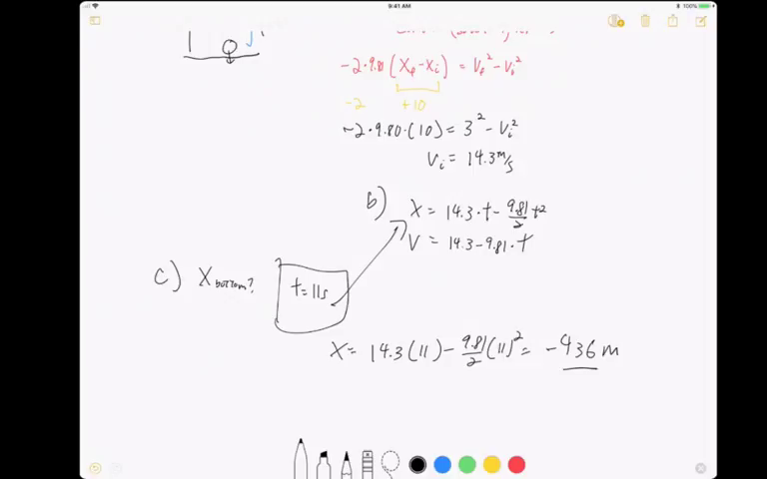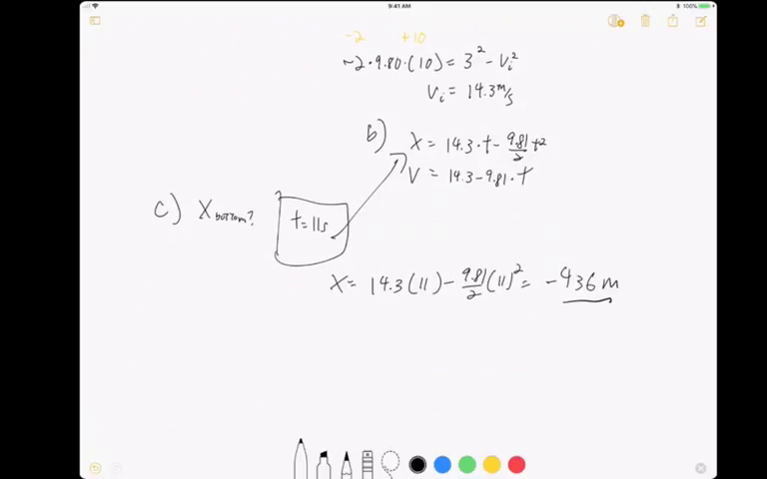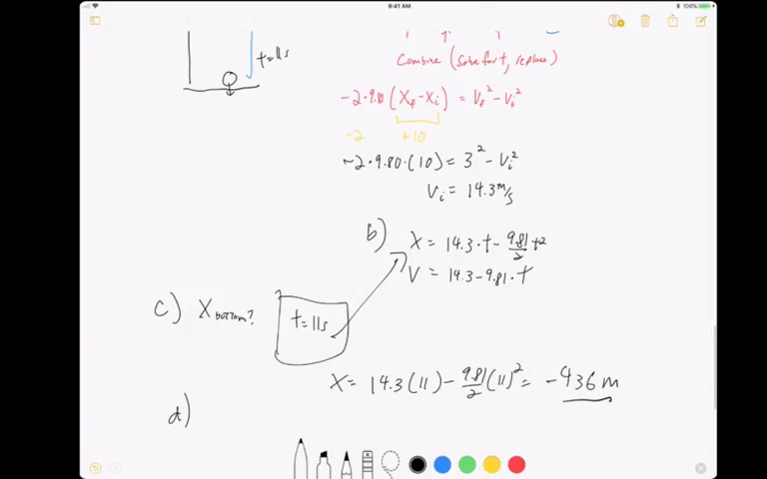Man, I wasn't taking any prisoners when I wrote this test. Yeah. Well, how about that? That's pretty far down. Okay. These other questions are actually fairly simple once I've cracked the initial velocity.